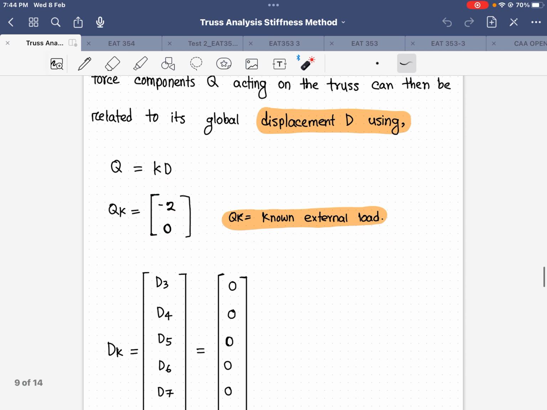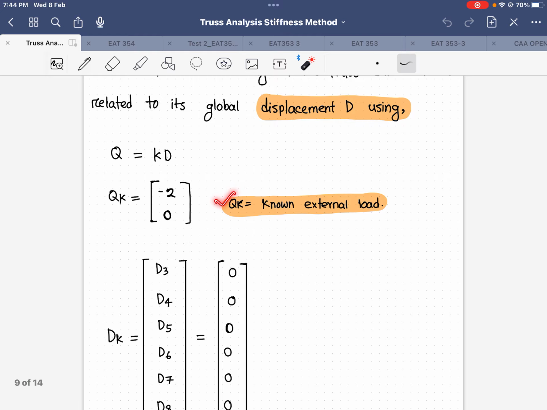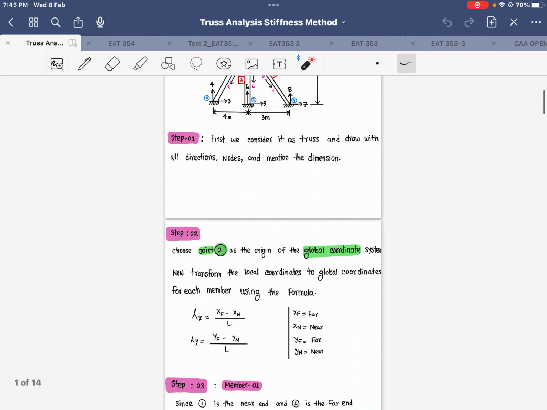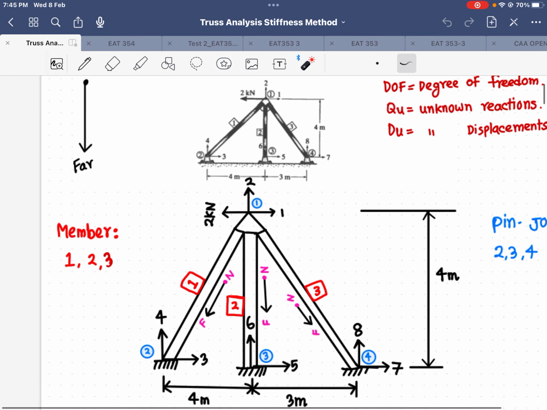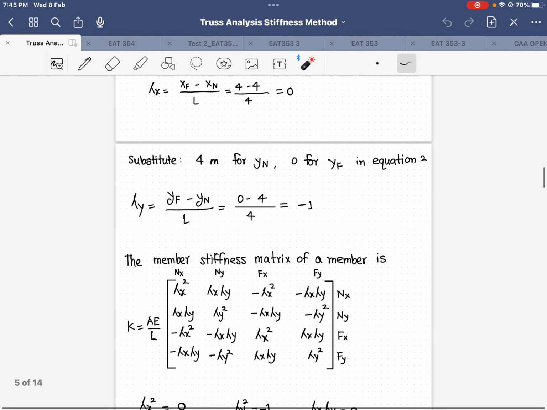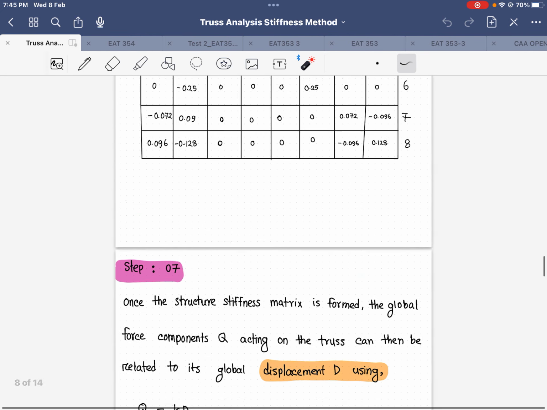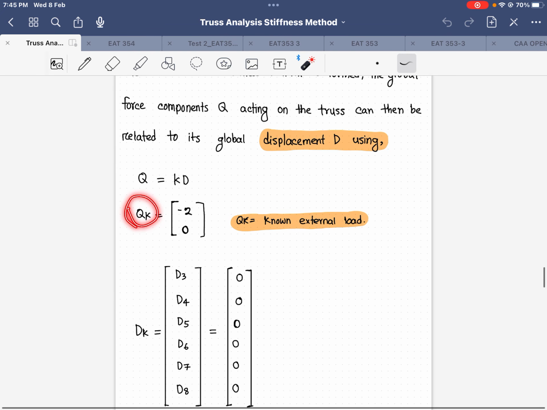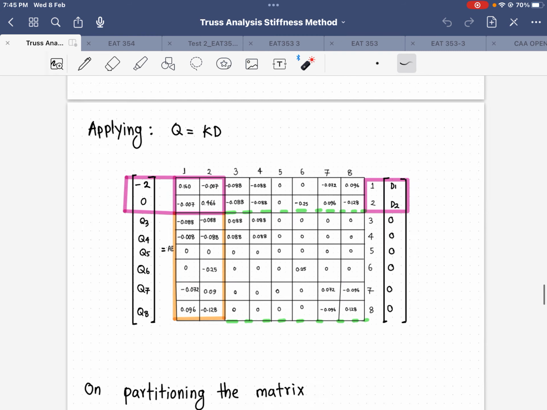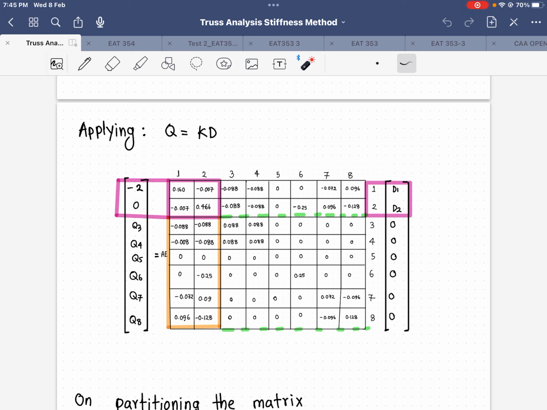Then Qk equals the known external load. If we go there, we can see whether there are any loads in here. Yes, this is the external load that is acting on the truss. After I find the Qk value and the Dk value, the Dk value is 0 for D3 to D8. All right, now I will apply the formula.